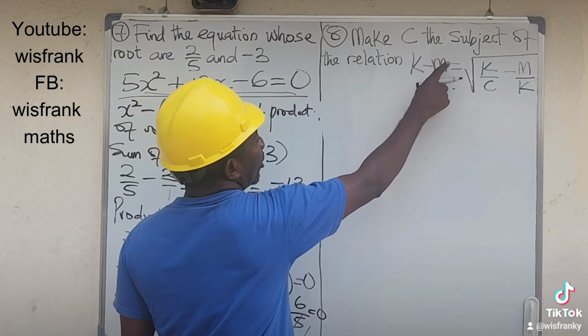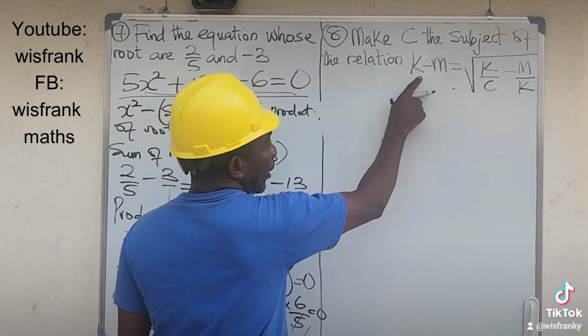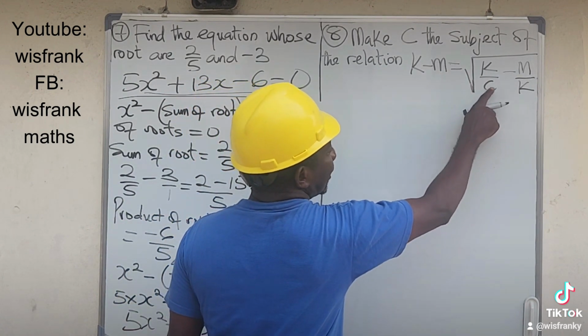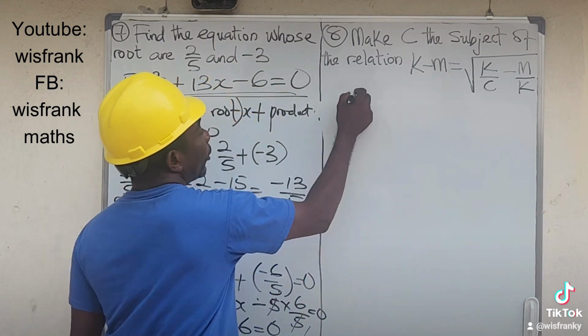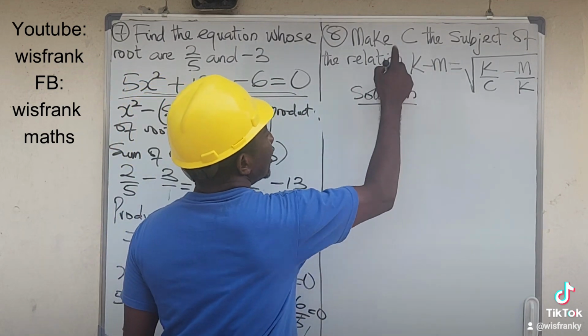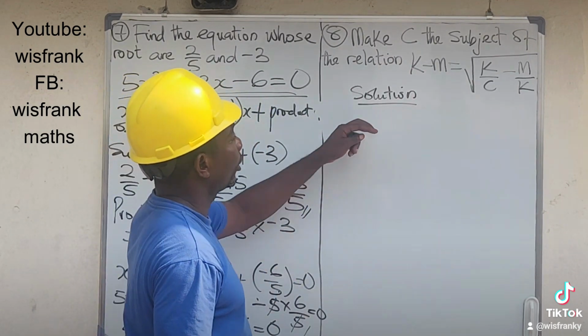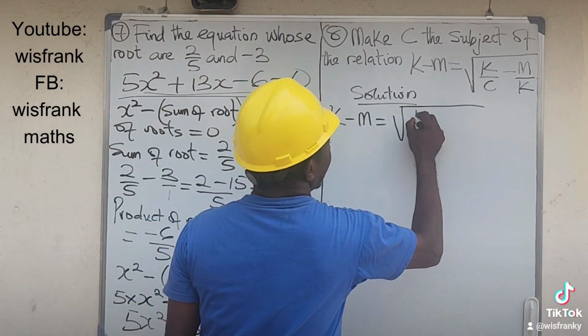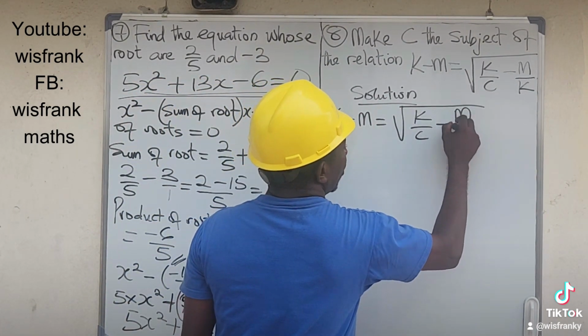Make c the subject of the relation k minus m equals the square root of k all over c minus m all over k. So we have the solution. We need to make c the subject of this expression. So we have k minus m equals the square root of k all over c minus m all over k.